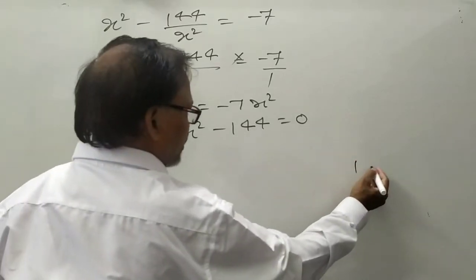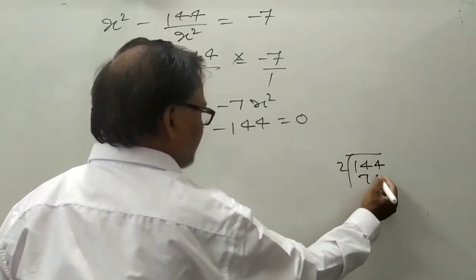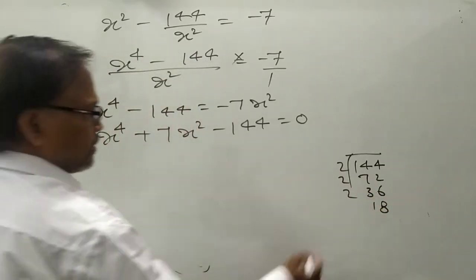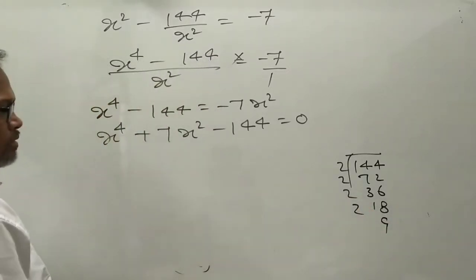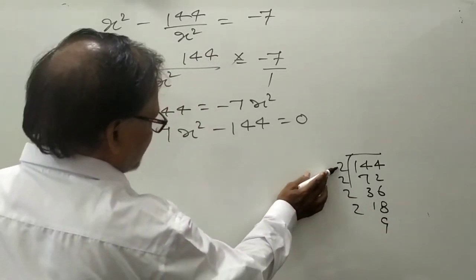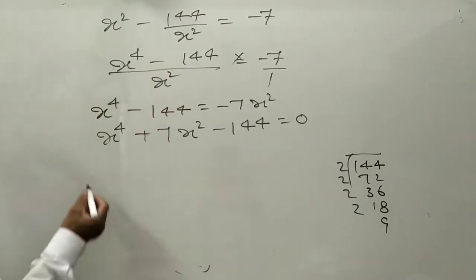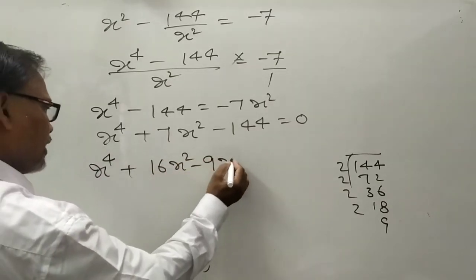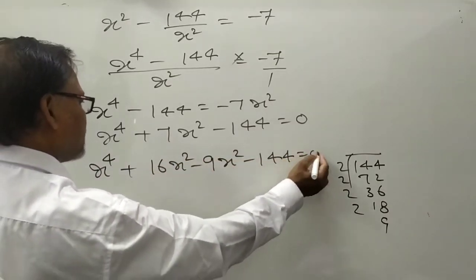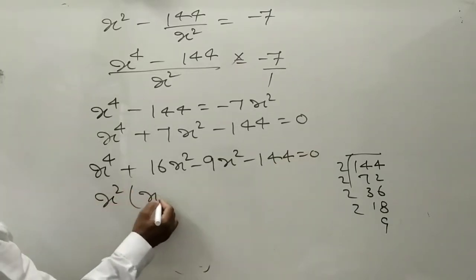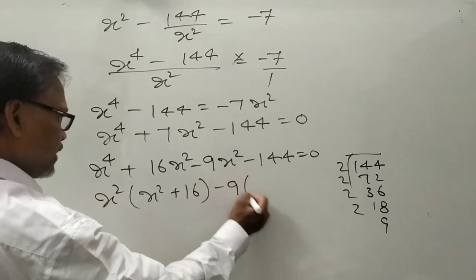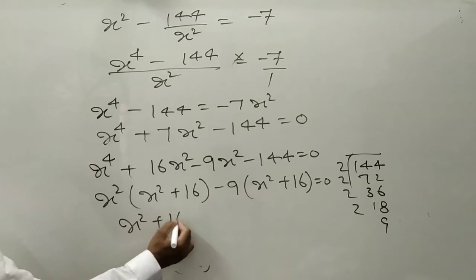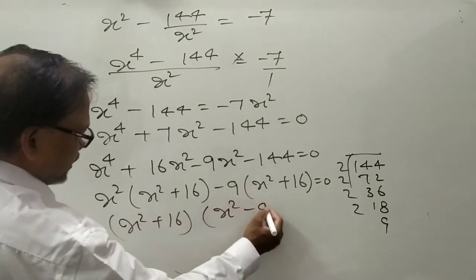So अगर हम 144 के factors लेते हैं तो 2 7s 2 36s 2 18s, 2 9s, 2 4s 4 8s 16, 16 minus 9 is 7. Yes. So x to the power 4 plus 16 x square minus 9x square minus 144 is equal to 0. X square is common, x square plus 16 minus 9 is common, x square plus 16. And then x square plus 16, then x square minus 9 is equal to 0.